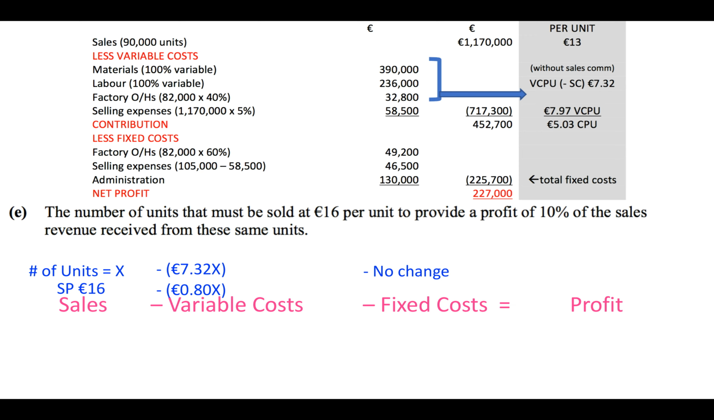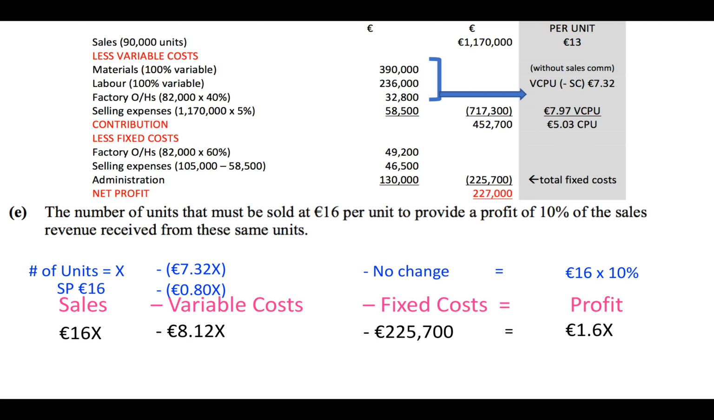And then the profit. We know we want to make 10% of whatever the €16 is multiplied by however many units. So it's going to be 10% of 16x. So 16 multiplied by 10% multiplied by x. So 16x minus 8.12x minus, no change, 225,700 is equal to 1.6x.